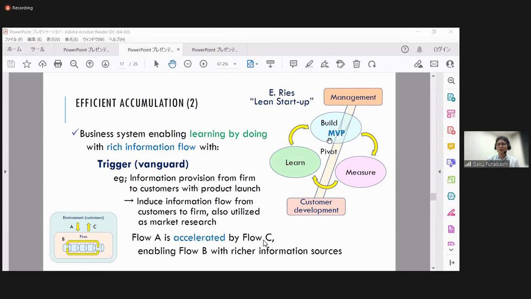That is why he used the word minimum. Minimum viable products, MVP. And sometimes if you participate in a business plan contest, maybe some judge will ask you, so what is your minimum viable product? What is your MVP? And you will explain.